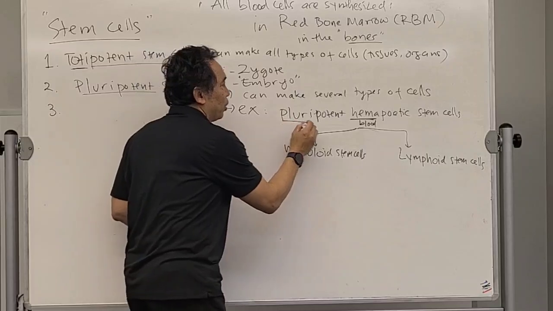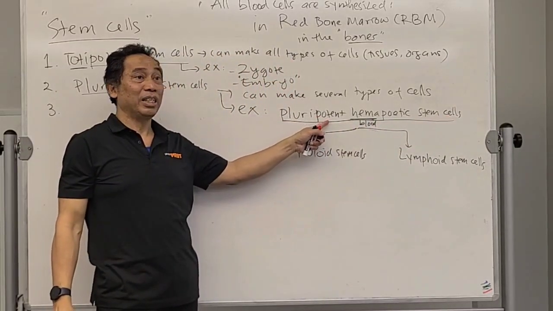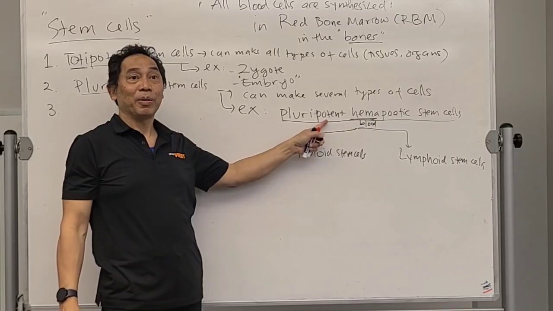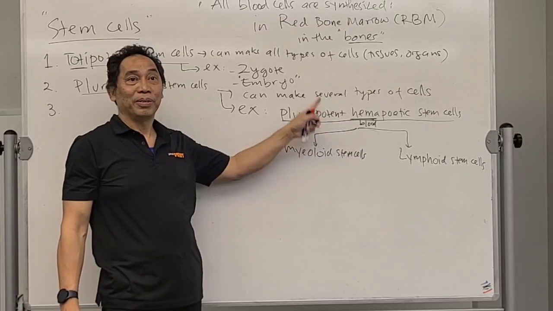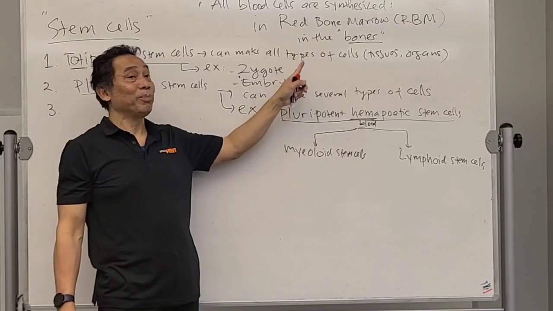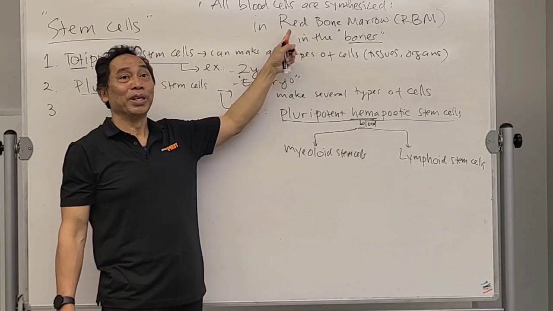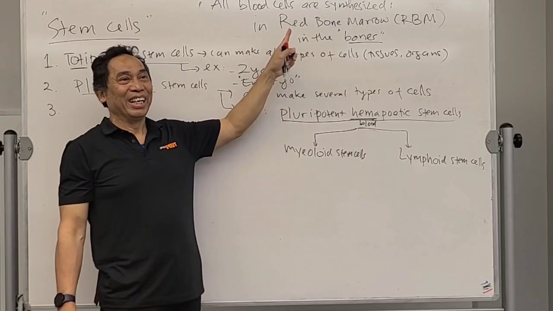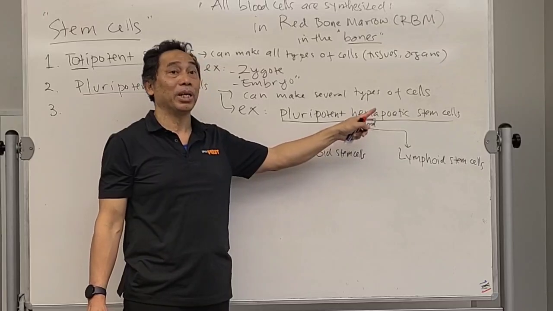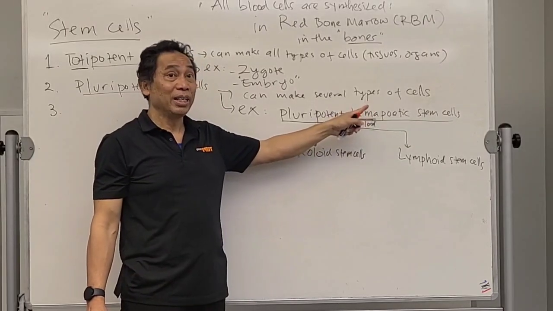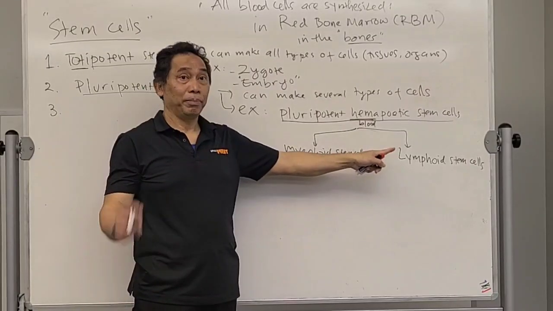Where do you think this pluripotent hematopoietic stem cell is located? Anybody know where this stem cell is located? What is the place for making blood cell? Mason? The specific name? Red bone marrow. So in the red bone marrow, we have pluripotent hematopoietic stem cell. And from this stem cell it is divided into two lines, myeloid and lymphoid. Get it?